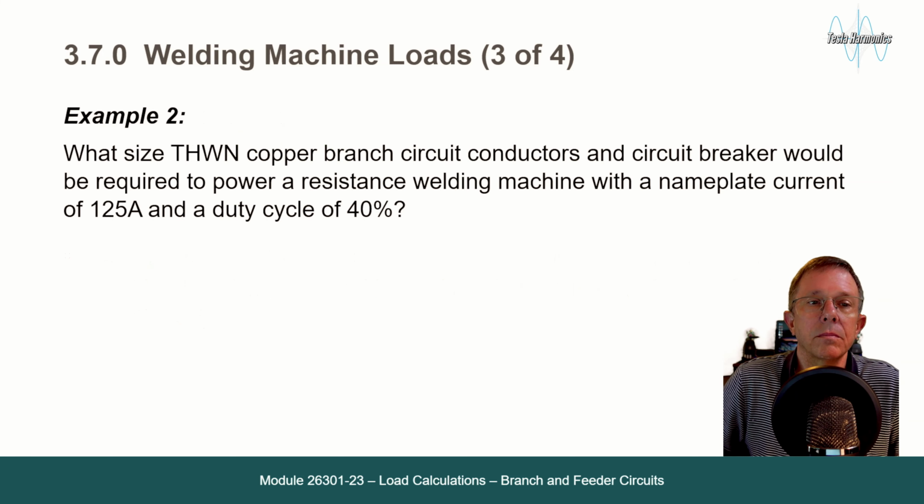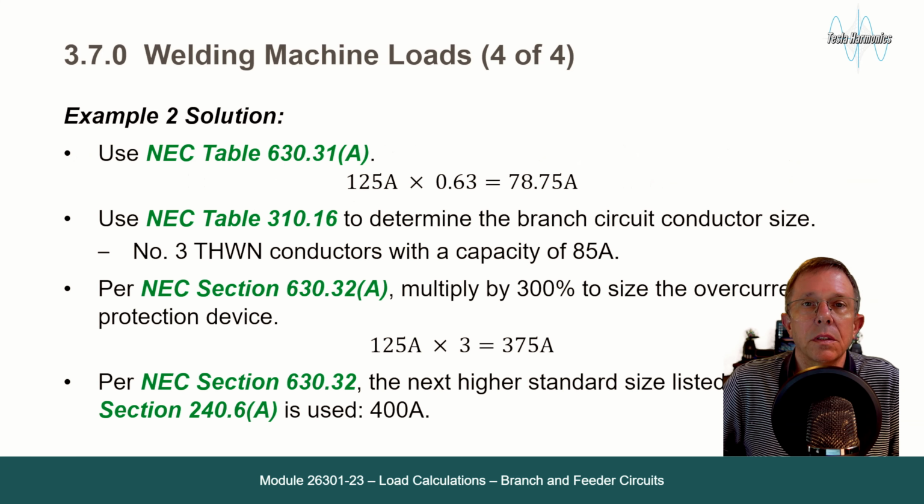What size THWN copper branch circuit conductors and circuit breaker would be required to power a resistance welding machine with a nameplate current of 125 amps and a duty cycle of 40%? We use NEC Table 630.31(A). 125 amps times 0.63 equals 78.75 amps. Then we would use NEC Table 310.16 to determine the branch circuit conductor size. Number 3 THWN conductors with a capacity of 85 amps.